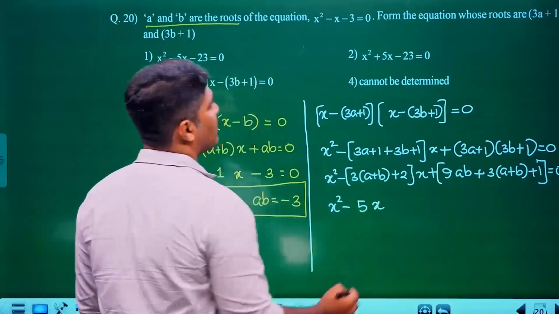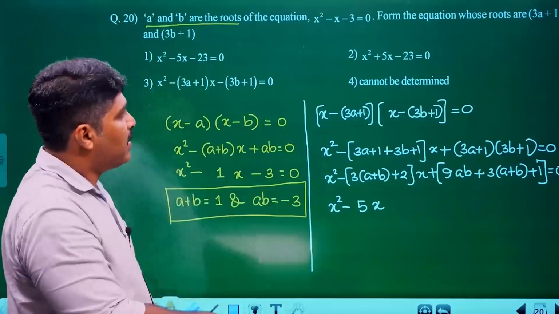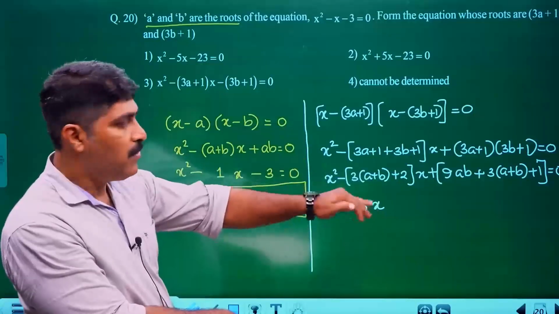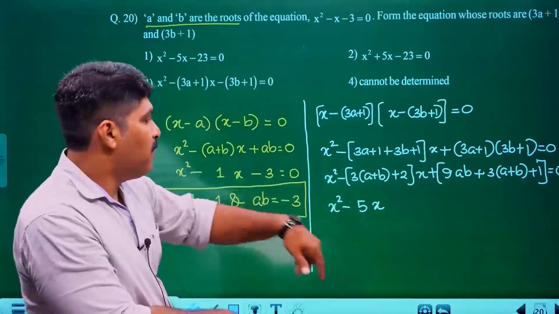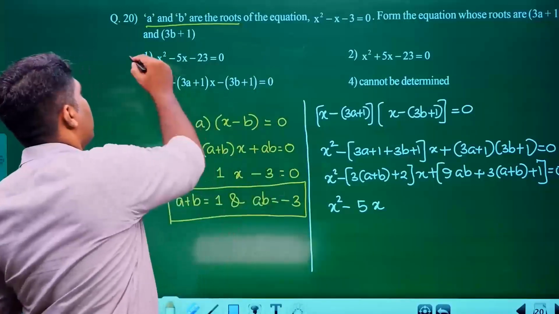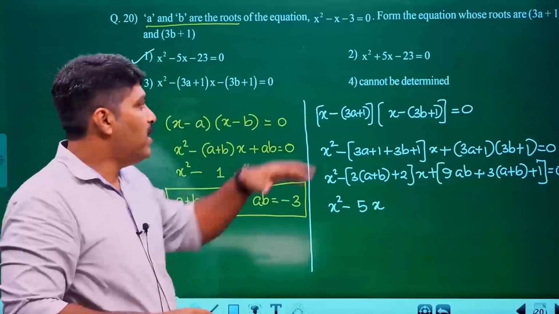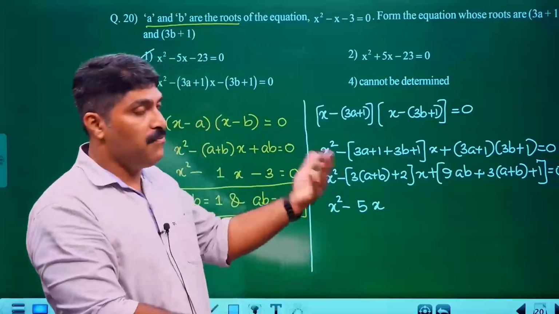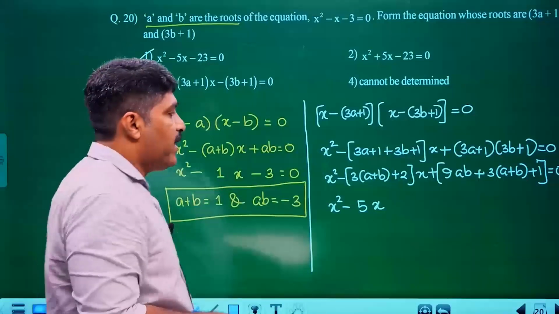So this is 5x. At this time itself, we can look at the options. Anyway, we know it's possible to find out, and we don't want to spend too much time on the further steps. Reaching this step, there is only one such option, so it won't be the "cannot be determined" option. If none of these were there, only then would we have to think about further possibilities. Anyway, I just concluded.